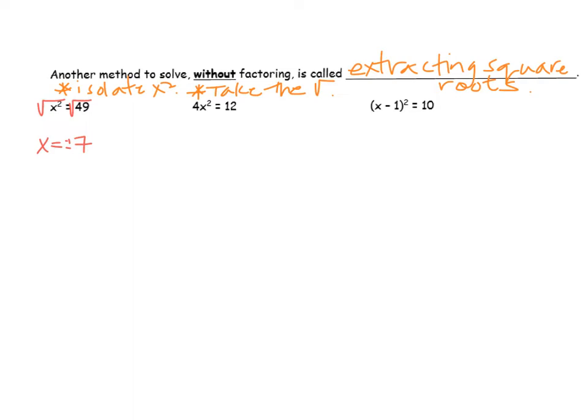Now in that next example, we have 4 times x squared is equal to 12. To isolate the x squared term, we have to actually divide by 4 first.